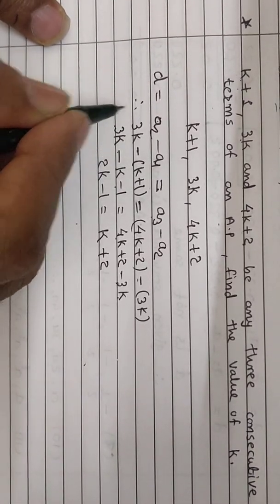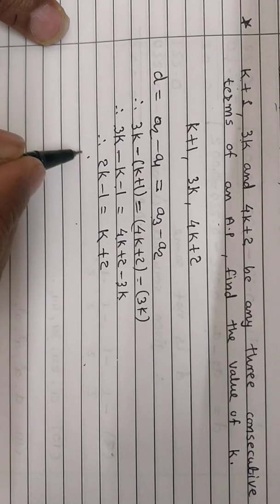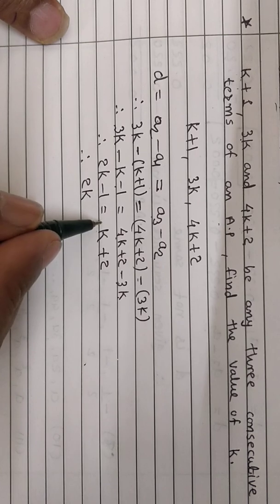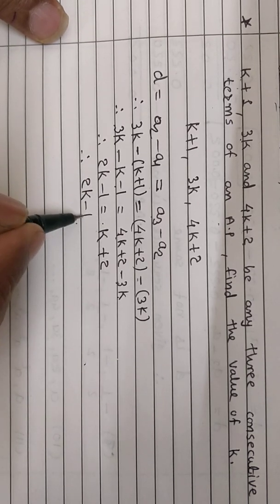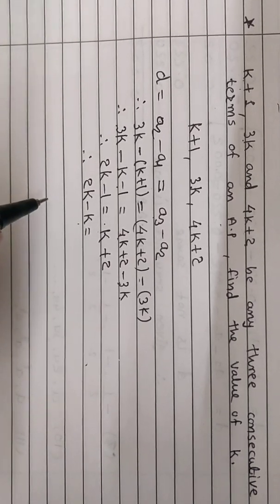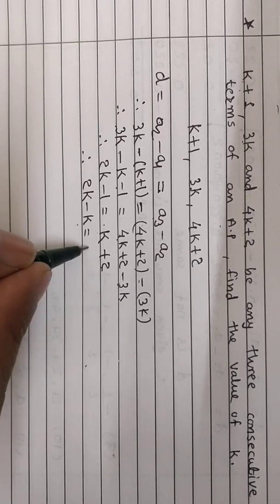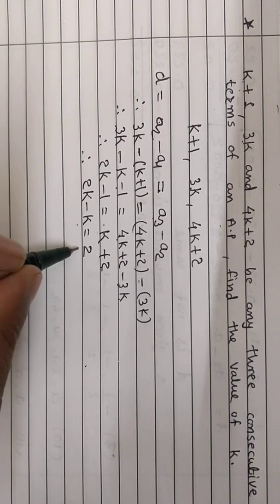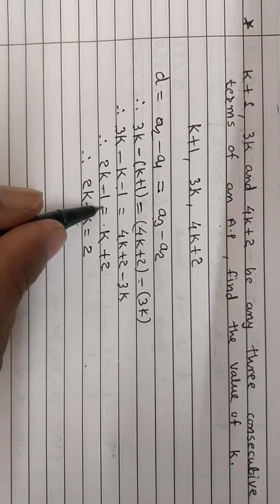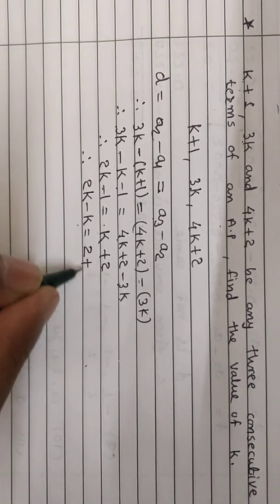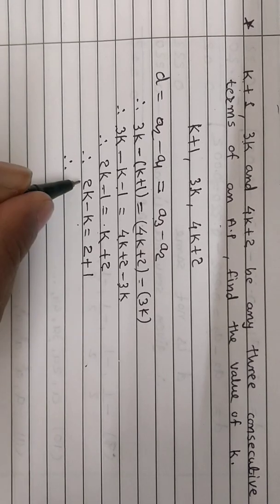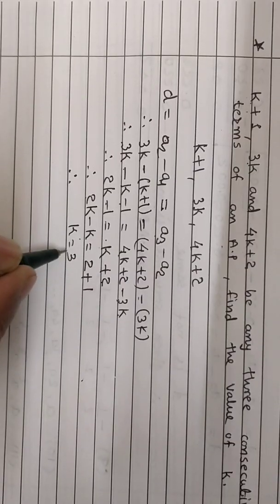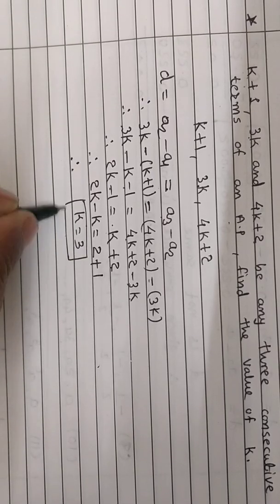Okay, so to find the value of K, K should be one side. 2K plus K will be transferred to left, it will be minus. And 2 is its own position, so no sign will be changed, but -1 will be transferred to right, it will be plus. 2K minus 1K, it is K, and 2 plus 1 is your 3. So this is the value of K.